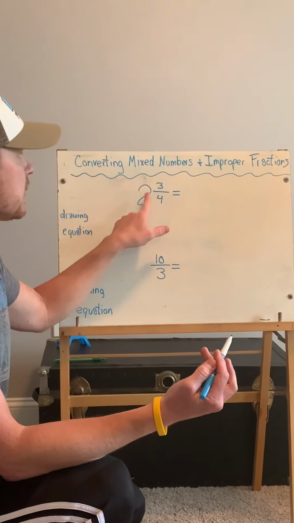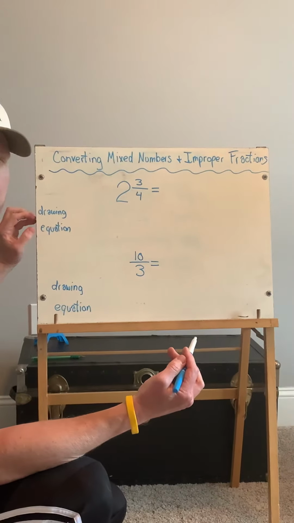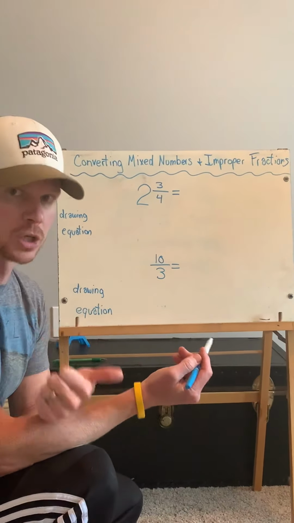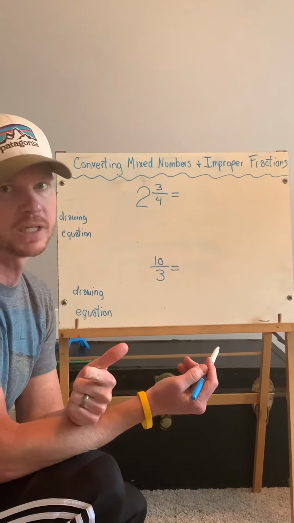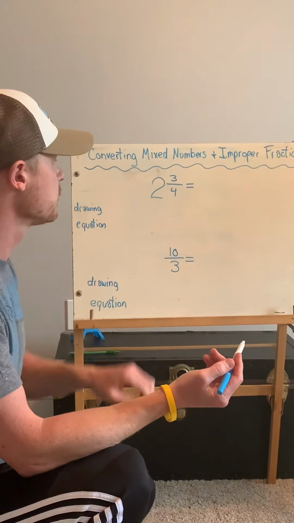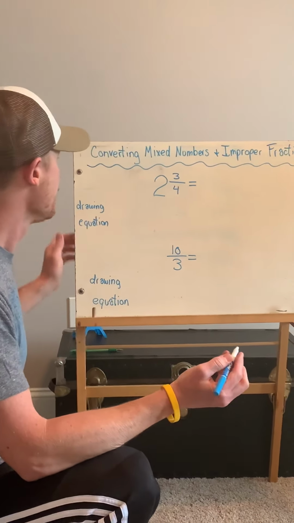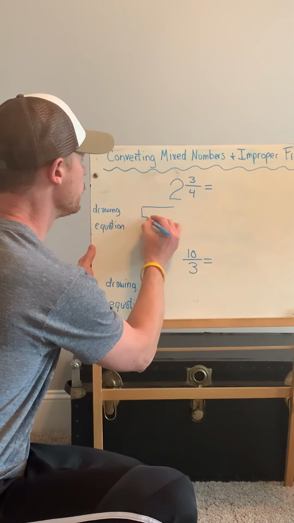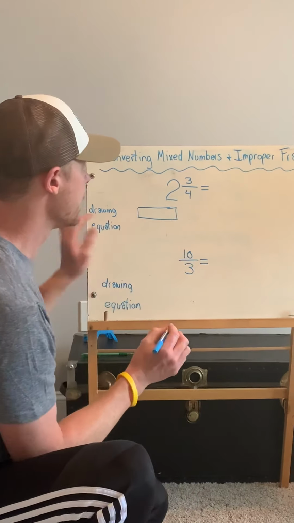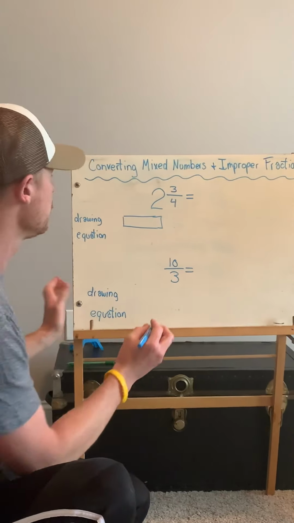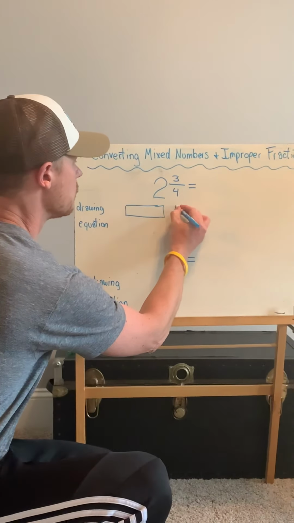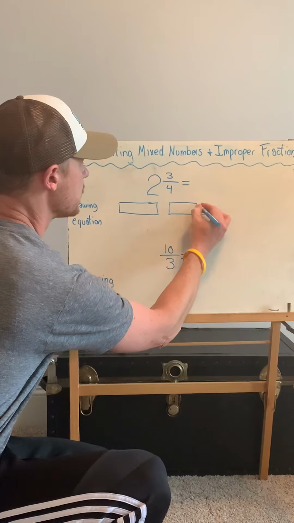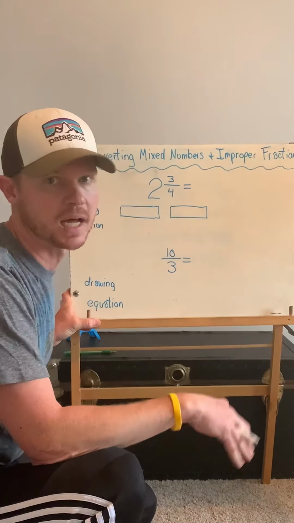Okay, so let's take a look at 2 3/4. Now we're going to represent that and convert it using a drawing and an equation to match that drawing. So let's take a look at what 2 3/4 looks like. I'm going to use a rectangle to represent a whole unit, or my one whole. Now in this, we have 2 whole, so I'm going to draw 2 rectangles to represent our 2 whole that are the same size whole.